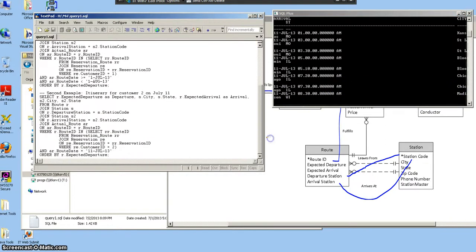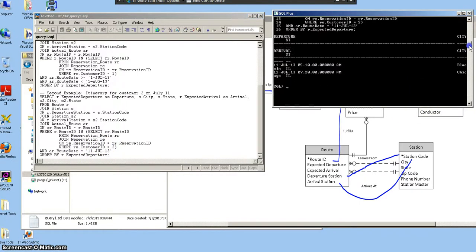The second example we have is we select where the customer is equal to 2 and where the date is the 11th of July 2013. And if we go down and look at this result, all we have is a single trip for that customer on that date, and it is from Bloomington to Chicago starting at 5:10 a.m.